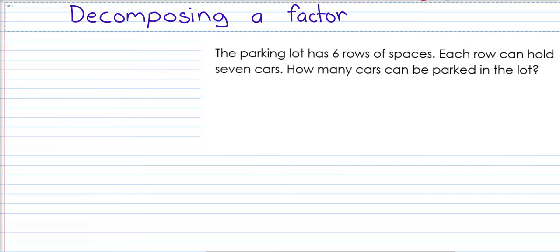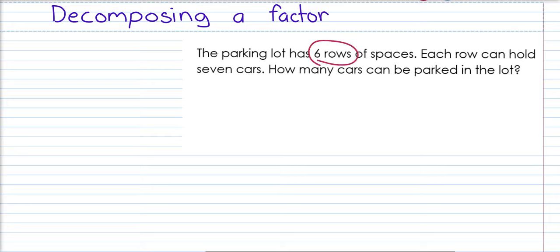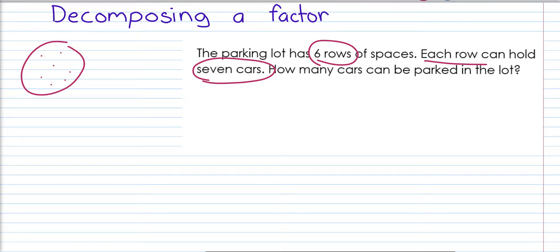And I can see that I'm looking at 6 rows, and each row can hold 7 cars. So I know that in this problem, I'm going to have equal groups. I'm going to have 6 equal groups of 7. Kind of looks like a smiley face. So I know that I'm going to have equal groups, a certain amount of them. So this to me is starting to look like a multiplication problem.